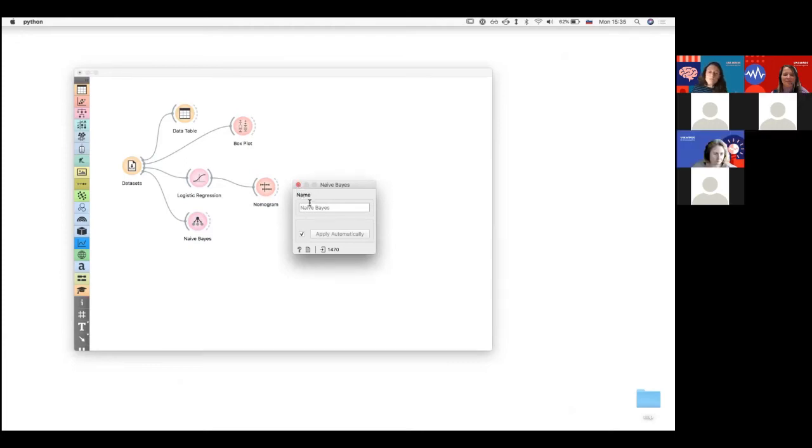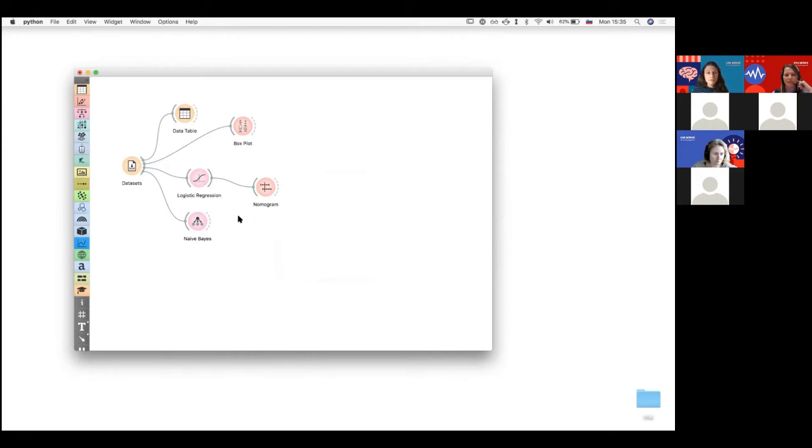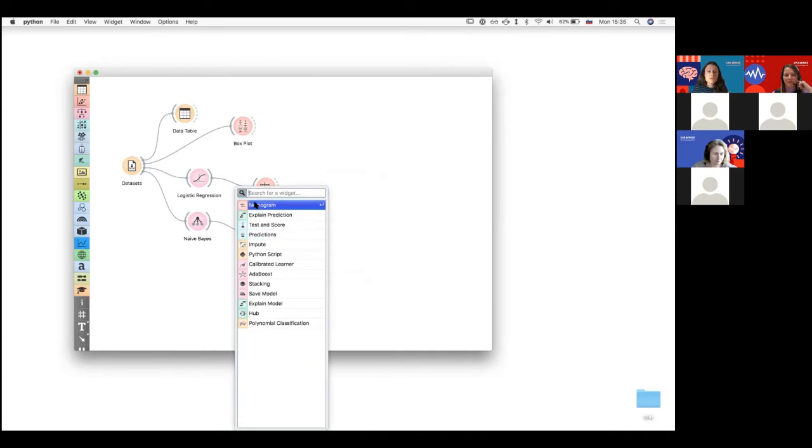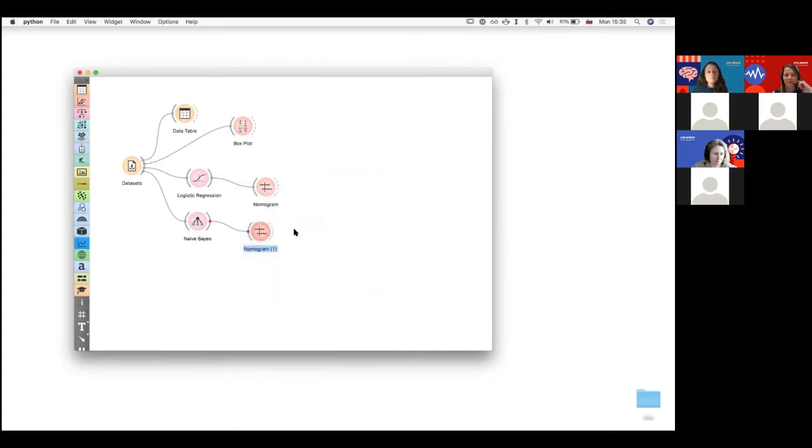Well, naive Bayes was one of the first models that was used for spam filtering. So predicting whether a mail is spam or not. Now, of course, these spam filters are much better, but naive Bayes worked very well for a long time. And naive Bayes is also one of the models that we can explain with nomogram. So logistic regression and naive Bayes both work with nomogram.